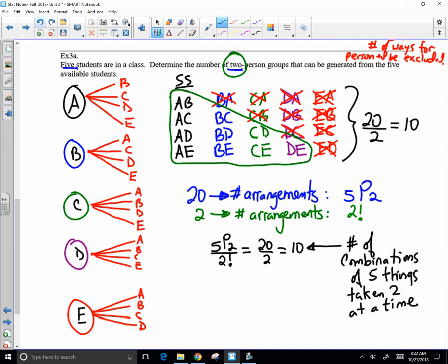I like to think in terms of real examples where, like what I was talking about before, the first person selected gets a grand prize. The second person gets a gift card.